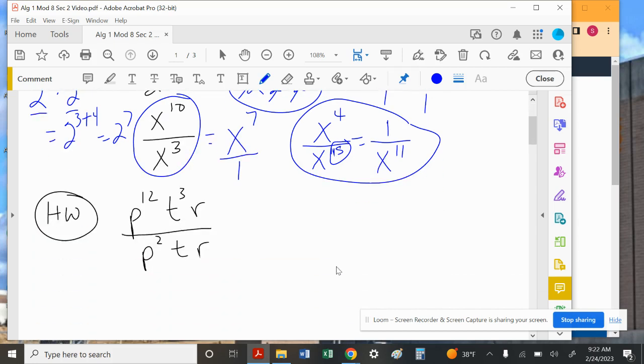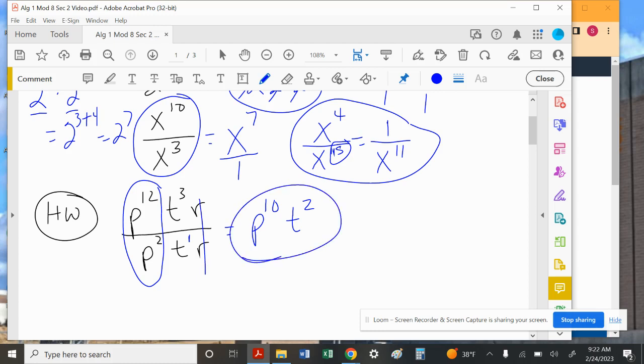First one, notice we have p to the 12th, t to the third times r divided by p squared, t r. So what we're going to do is we're going to combine terms together in the division part. Remember, everything is multiplying or dividing, so we can do this property. If we had addition or subtraction in there, we could not do this. So p to the 12th divided by p squared is p to the 10th. T to the third divided by t, remember there's a 1 there, so it's t to the second power because we subtract those, and then the r's cancel, so those just go to 1. So therefore, my answer would be p to the 10th t squared.